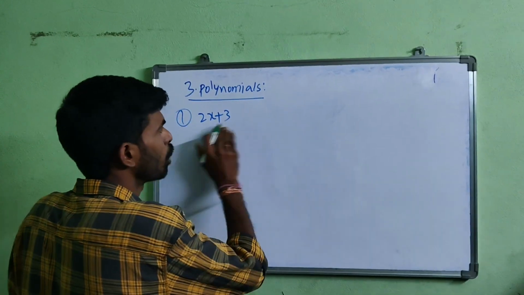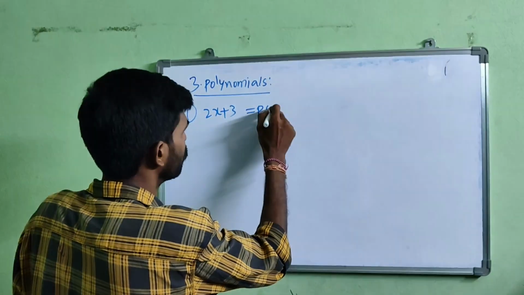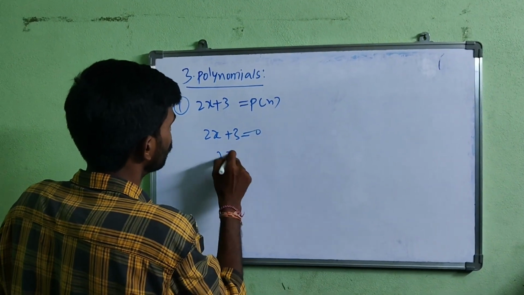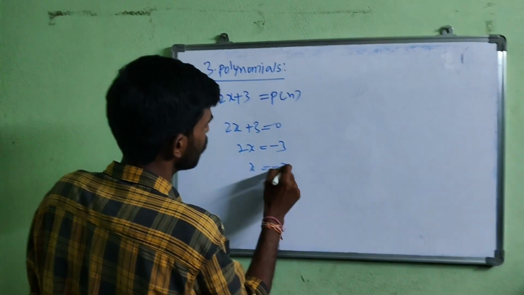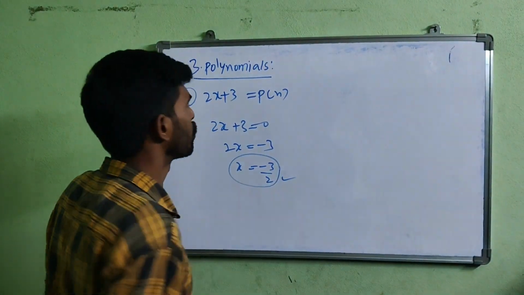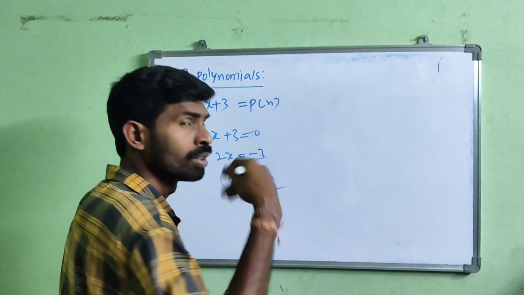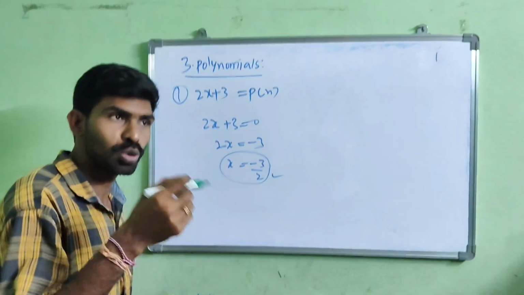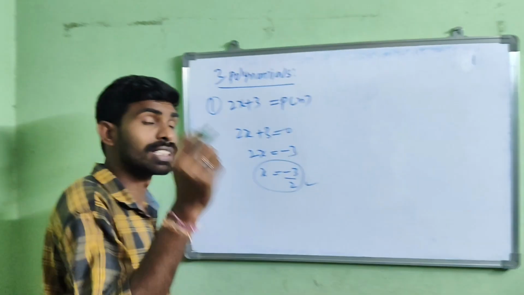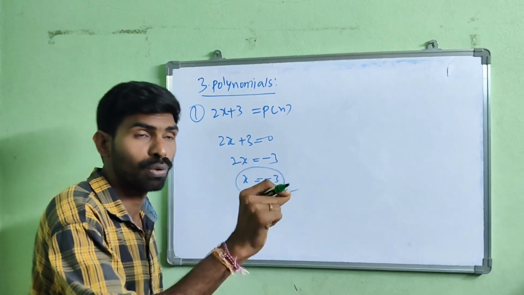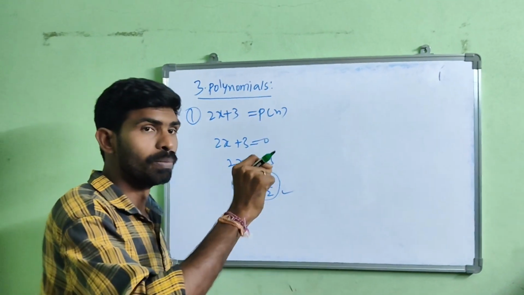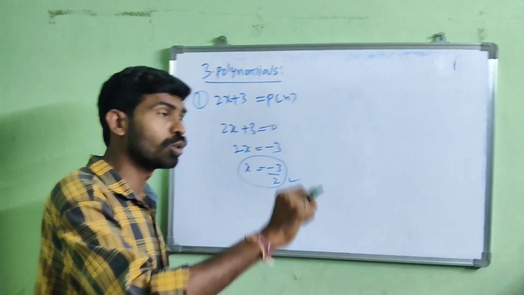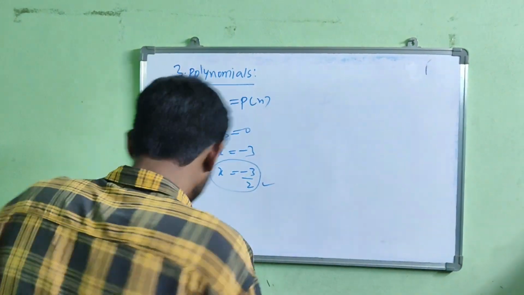Find out the zero of this polynomial p of x. Then we can take it directly equal to 0, where 2x equal to minus 3, where x equal to minus 3 by 2. Simply, this is the zero of the polynomial. Directly we can take. For example, if it is a quadratic equation, we can take x equal to 1, 2, 3, minus 1, minus 2, minus 3 like that. Then we can find out. If the examiner is asking to draw a graph of the polynomial and find out the zeros of the polynomial, then we need to draw a polynomial graph.